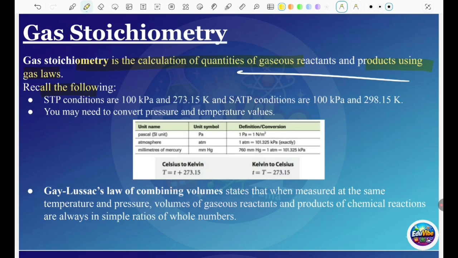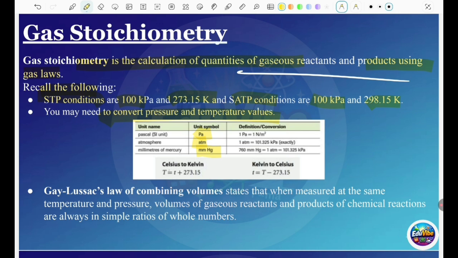So you have to recall something. You have to know the STP conditions, which are in your formula sheet, the data sheet, which is 100 kPa and 273.15 Kelvin. And if they mention SATP conditions, it's 100 kPa and 298.15 Kelvin. So those are two conditions you have to know, and you also have to know how to convert the pressure and temperatures. The pressures we generally get in pascals, atmospheres, and millimeters of mercury. So you have to know how to convert them. We already did these things in the gas law chapter of the second unit of this course.